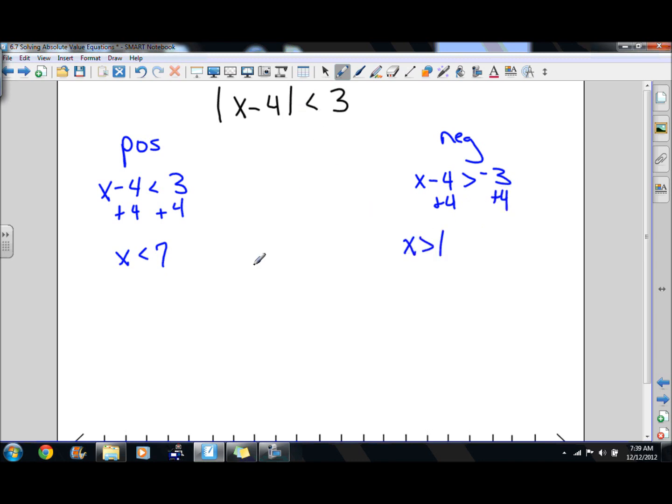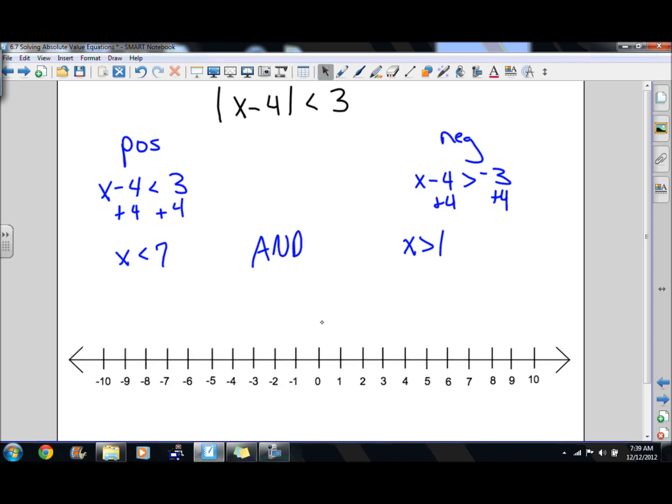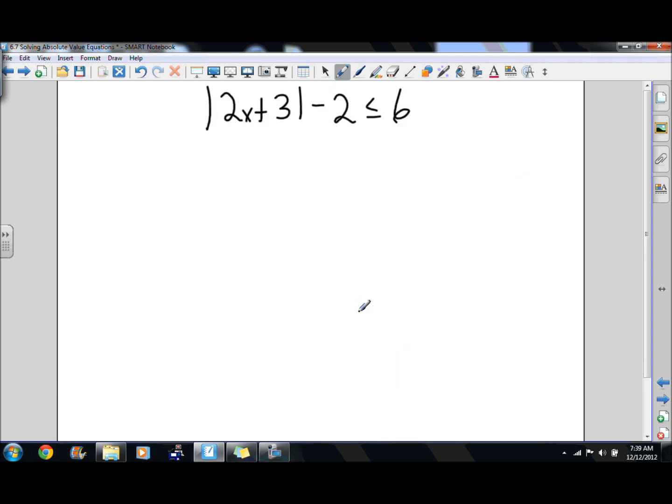It's less than, so it should be and. So we have 1 and we have 7, and because it's and, we're going to be shading in between. Algebraic solution says 1 is less than x, which is less than 7. x is in between these two numbers. All right? Now we're going to come back to that one in just a little bit, but I want to do this one first.